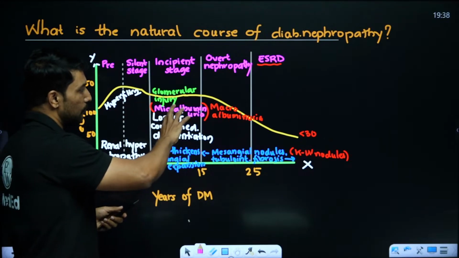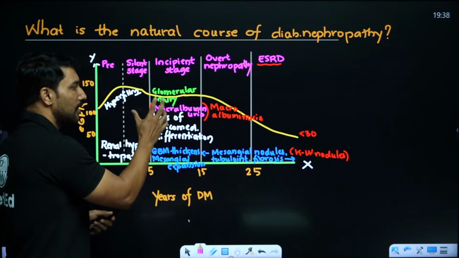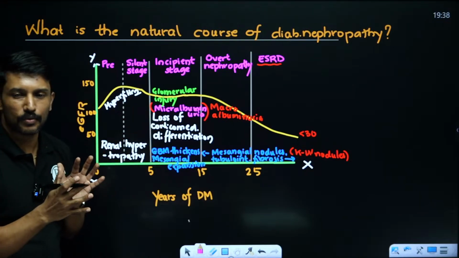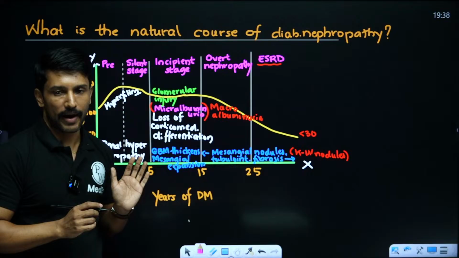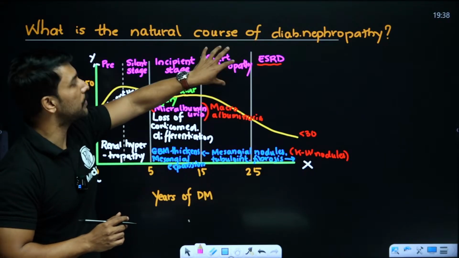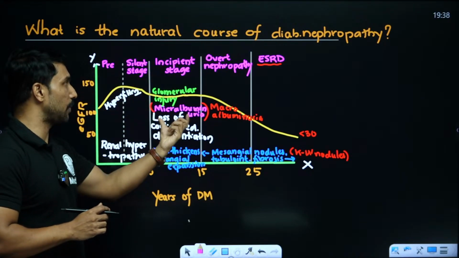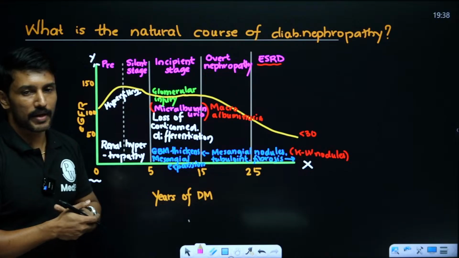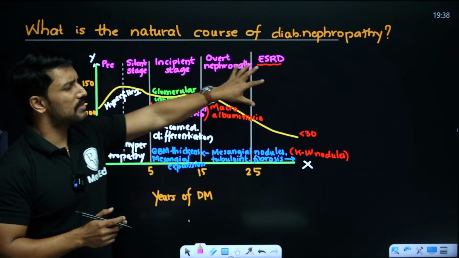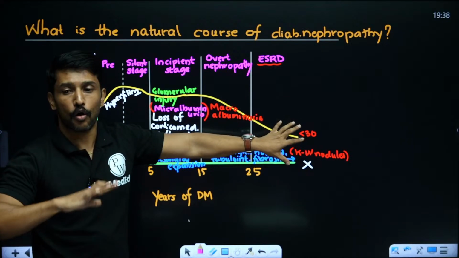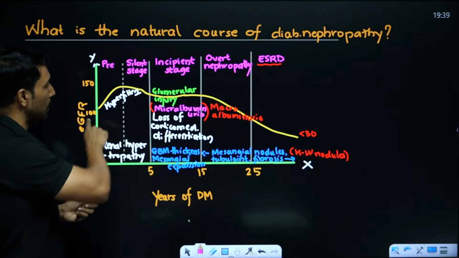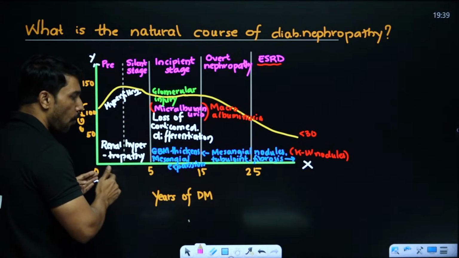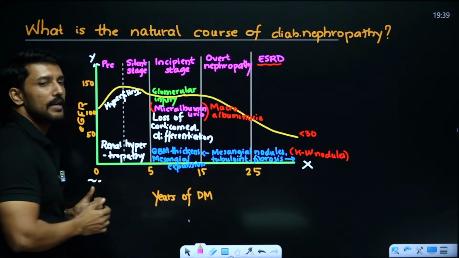This loss of albumin in the urine, in the initial stages when it is 30 to 300, we call microalbuminuria. When it is 300 plus, we call it macroalbuminuria. The macro stage is called overt nephropathy. The micro stage is called the incipient nephropathy stage. And once the GFR is severely decreased and we start seeing all the complications of chronic kidney disease, we call it end stage renal disease. So there is a natural progression which evolves over several years.